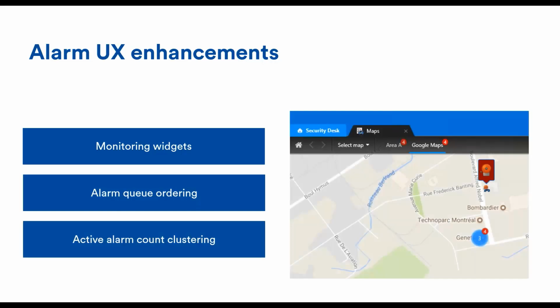And finally, the active alarm count is now clustered on the map so that it does not prevent seeing other information. So you can see right here a little icon that says we have 4 active alarms in the building that is here. And you can see at the top level of the map how many alarms are active in that map itself as well.